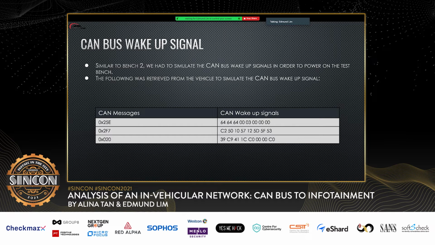So on the below table, we can see the CAN messages 25D, 2F7, and 020, and on the right, the corresponding wake-up signals or their payloads that were used as a wake-up message. So running these three signals on the bench setup will enable us to power the bench, and finally we can see some visual response in the cluster.